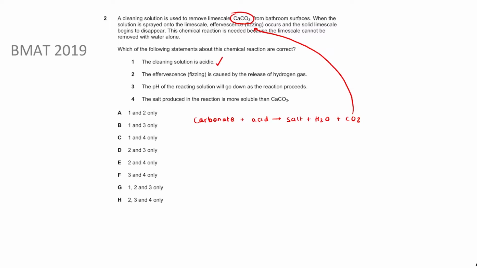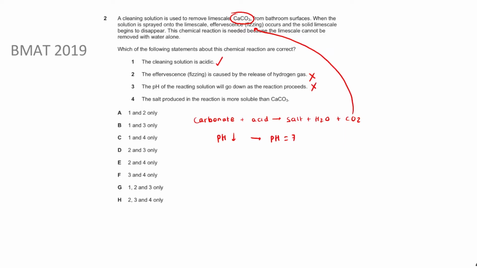The effervescent fizzing is caused by the release of hydrogen gas. No, we've just established that it's caused by the CO2, so it can't be this. The pH of the reacting solution would go down as the reaction proceeds. Let's see. Think about it guys. At the start we have carbonate, which is more or less insoluble, therefore it doesn't really contribute to pH, and we have acid. So at the start we basically just have acidity, so the pH at the start is going to be low. Over the reaction we're going to produce salt, water and CO2, and these don't really contribute towards pH much. So that's going to tend towards a pH close to 7. You're going to go low and then higher, so the pH of the solution should actually be going up as the reaction proceeds. So that's going to be incorrect.